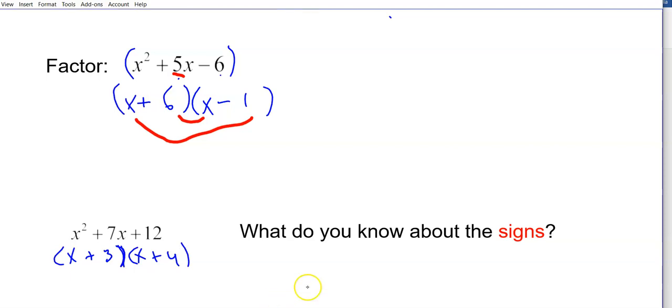So just double check it. You're looking again inside, outside. Do they add up to make 7? 3x plus 4x is 7x. 3 times 4 is 12. That definitely works.